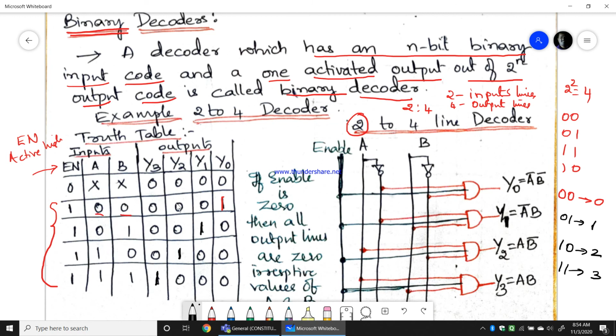Now this is how the output lines will be selected based on the A and B values. So AB 0 0 will make Y0 get activated, AB 0 1 will make Y1 activated, 1 0 will make Y2 activated, and 1 1 will make Y3 activated or selected. That is the output line which will be selected. So I hope this picture is clear.